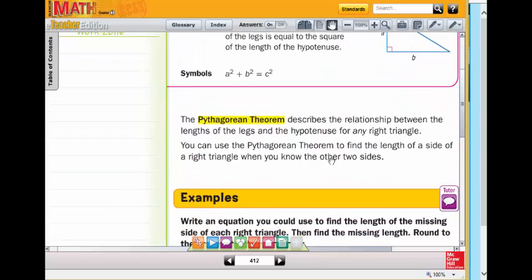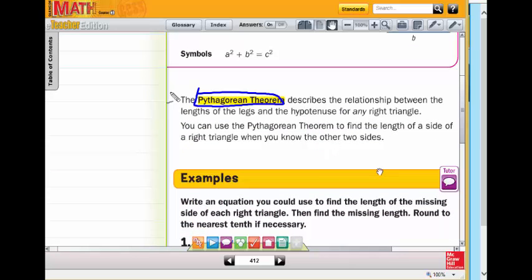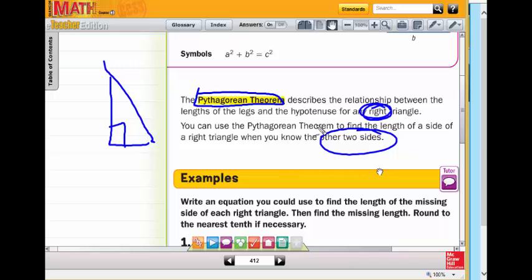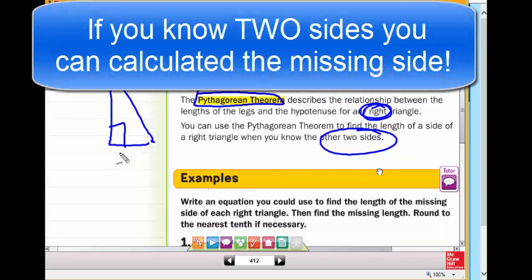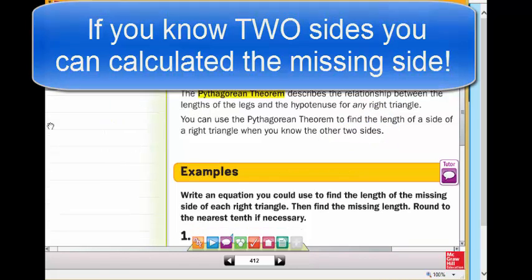Now let's take a look at this down below. The Pythagorean theorem describes the relationship between the lengths of the legs, and remember the legs meet at the right angle, and the hypotenuse, which is across from that right angle, for any right triangle. Remember, this only works for right triangles. You can use the Pythagorean theorem to find the length of any side of a right triangle when you know the other two sides. It doesn't matter which side you know. If you're given two sides, you can calculate the third side based on this theorem. So let's take a look at what that would look like.